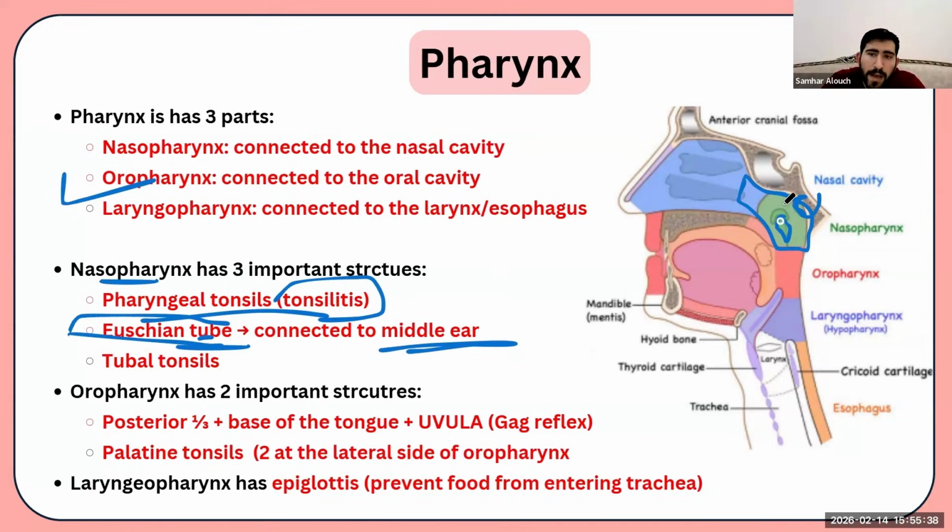And finally, the tube itself has tonsils above it. Since it's above it, what's it going to be called? Tubal tonsils. Okay? These are the second in order.